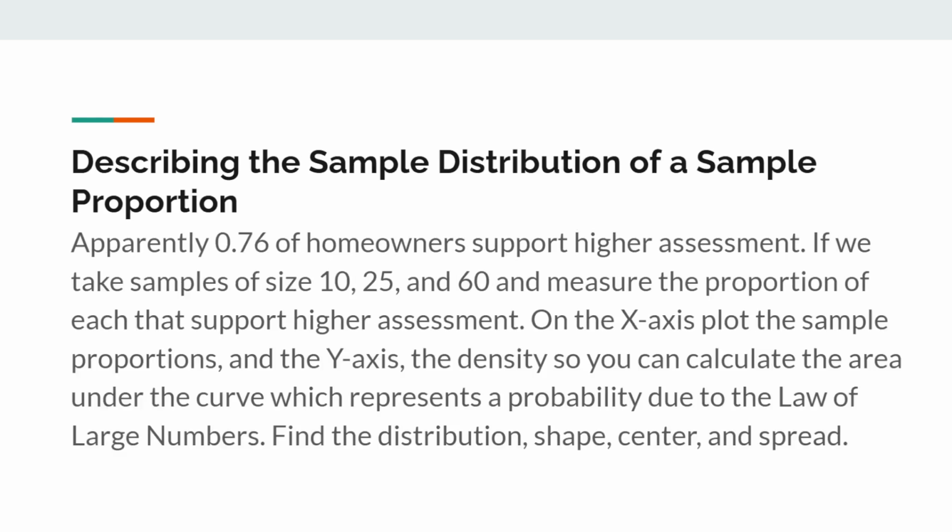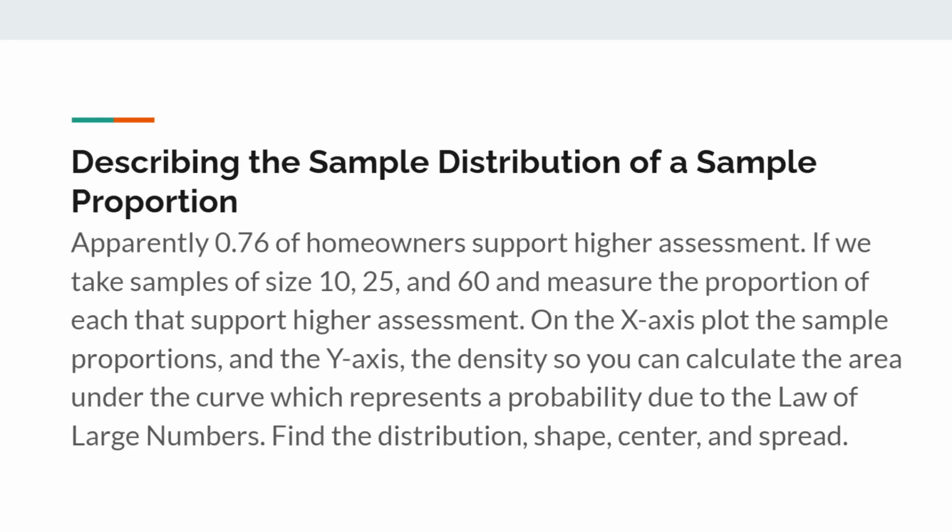So let's describe the sampling distribution of a sample proportion. Apparently, and this is a parameter statistic I found online, 0.76 of homeowners, or 76% of homeowners, support higher assessment of their houses. So if we take sample sizes of 10, 25, and 60 and measure the proportion of each one that supports higher assessments, on the x-axis you plot the proportions and on the y-axis the density, so you can calculate the area under the curve, which represents a probability due to the law of large numbers. I don't know what the law of large numbers is here. I don't know how I put that.